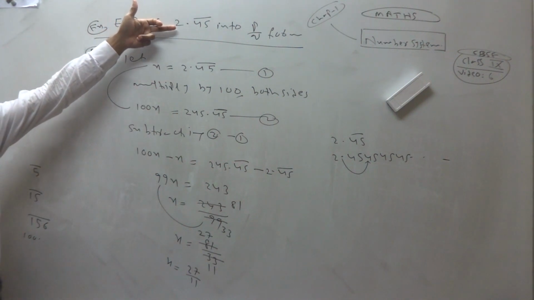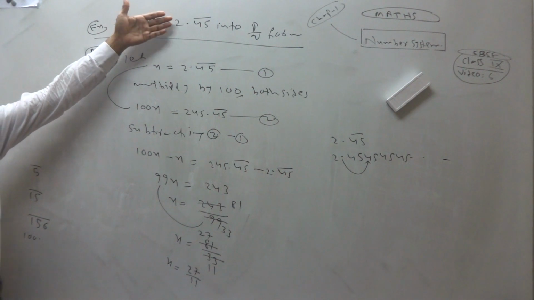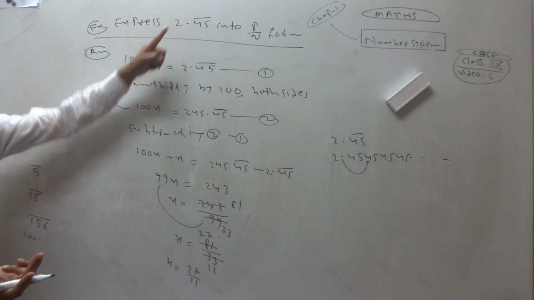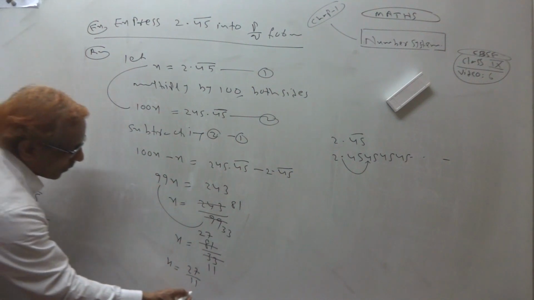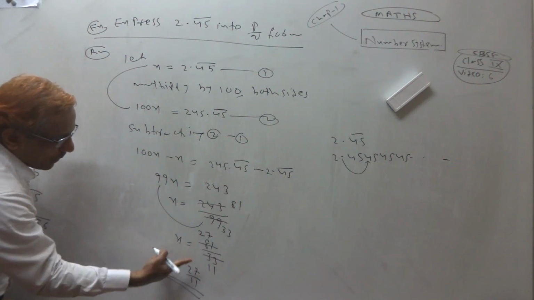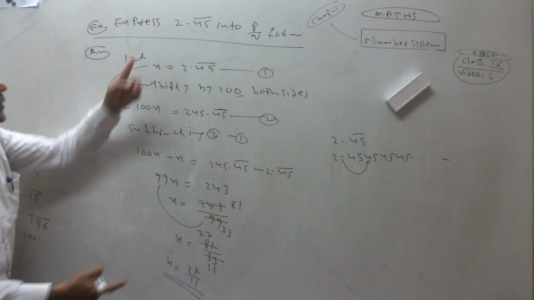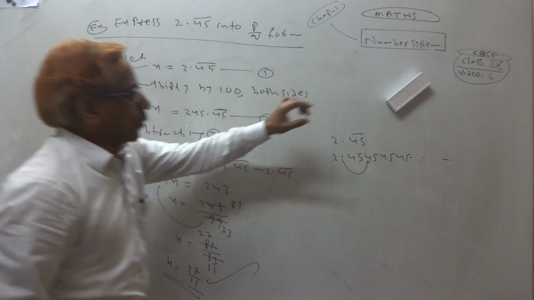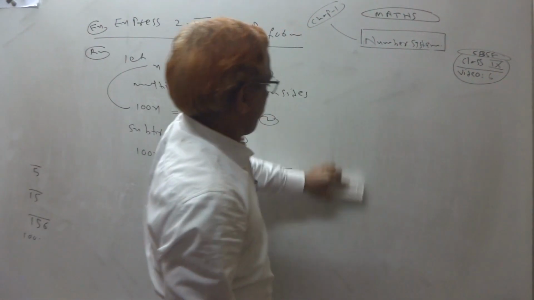What is its rational number? What is its P by Q form? 27 by 11. If you divide 27 by 11, what you will get? This you will get. So this is the answer. Okay. I take one more question, then you will understand.